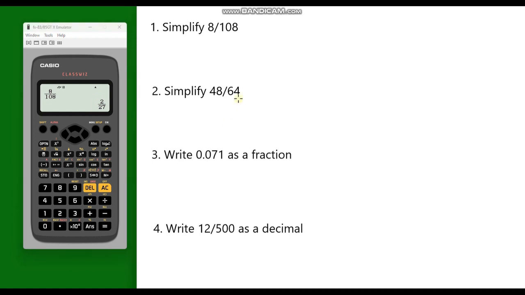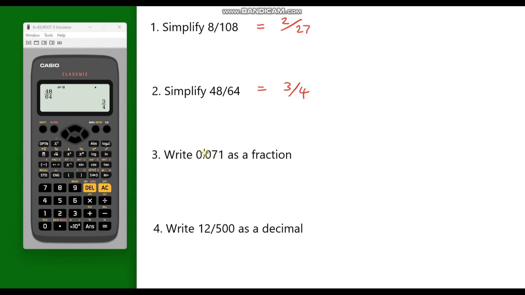So our answer, we can just write it down. So we get 2 over 27. We do the same thing for the next one. So if I just press AC, so type in our fraction button, so we've got 48. Go down to our denominator and then 64. So that's our fraction. So we want to simplify it. So just press equals and our answer is 3/4. So nice and simple trick just to simplify fractions.